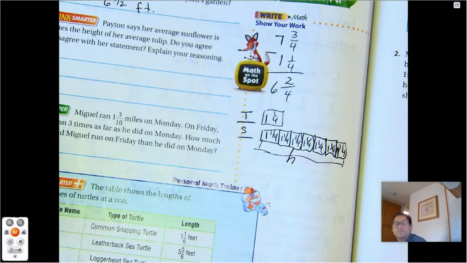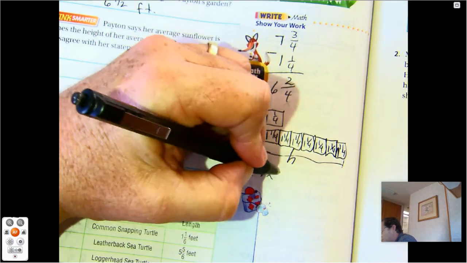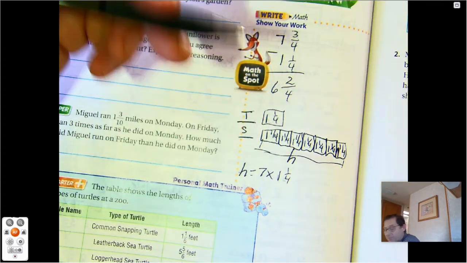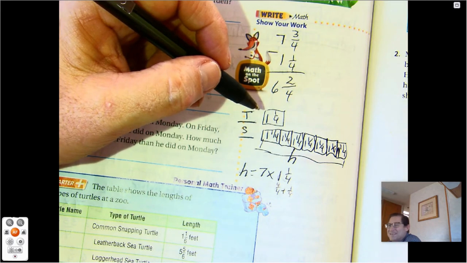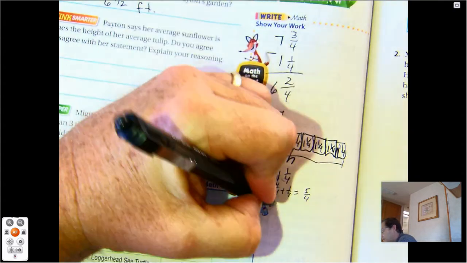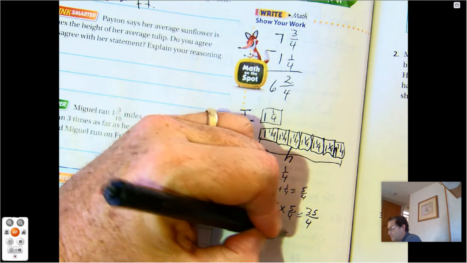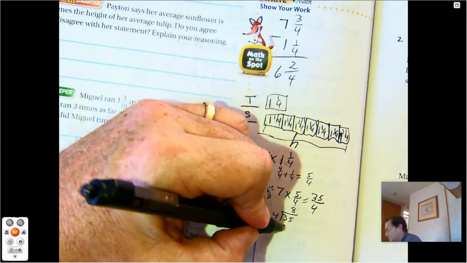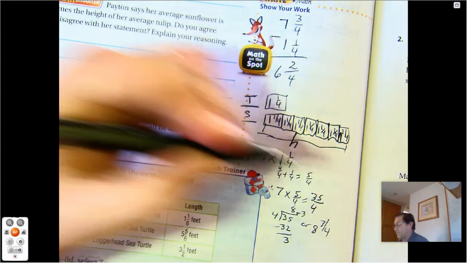We'll call this H, the height. Let H equal the height of the sunflower. So H equals 7 times 1 1/4. What is 1 1/4 as a fraction greater than 1? In the 1, there are 4 out of 4 parts to equal 1, plus the leftover 1/4. So that's 5/4. 7 times 5/4 gives me 35/4. Turn that back into a mixed number. How many 4s can I divide into 35? 8, with a remainder of 3, or 8 3/4.